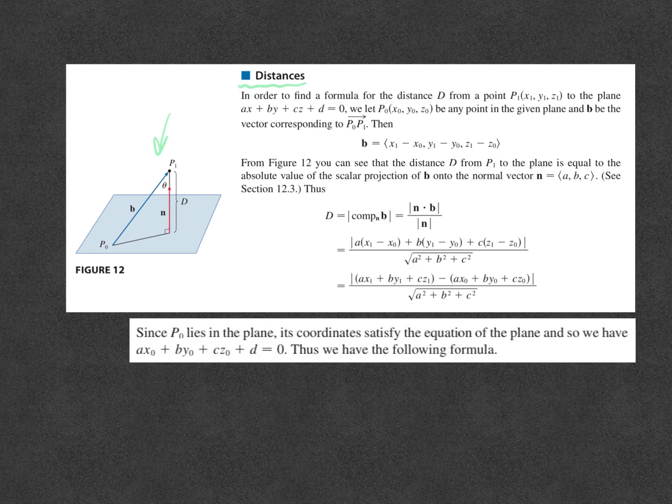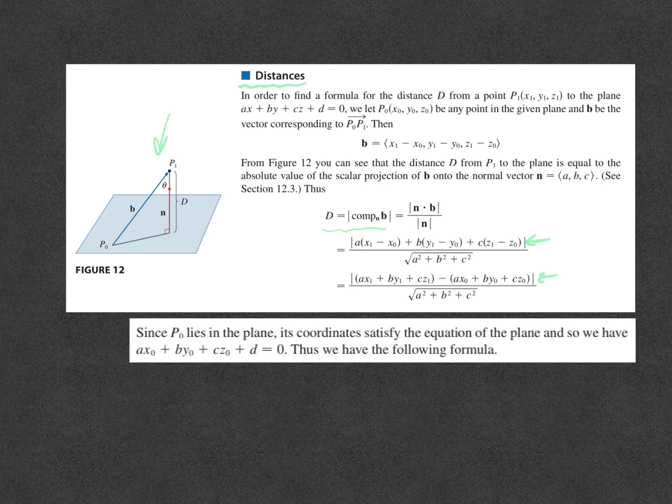Now, this is not something you need to recreate again, but if you want to know where it came from, this is where it came from. So we have the component of B onto N is the distance here. So that's the length of N dot B over the length of N. So we have the length of N dot B to be the top here over the length of N. And when you distribute and rearrange, it becomes this.